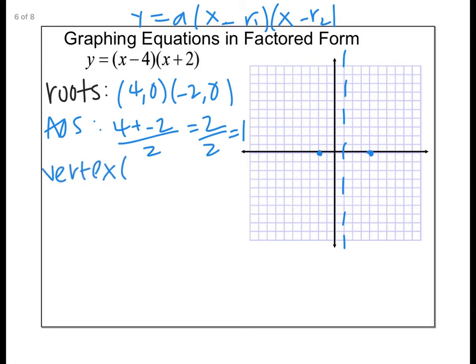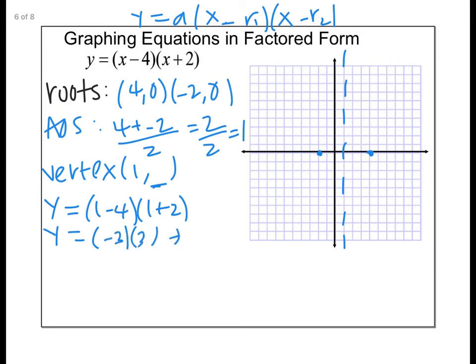So my vertex, the x value should be 1, and I need to plug 1 in to figure out what the y is. Let's back up here. I get (1 minus 4) times (1 plus 2). So simplifying the parentheses, that would give me negative 3 times 3, which means y is equal to negative 9. So my vertex should be at (1, -9). Draw that point in there. Getting closer to my graph.